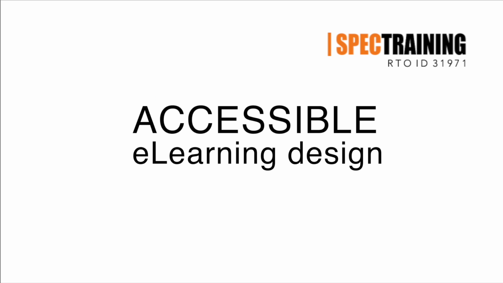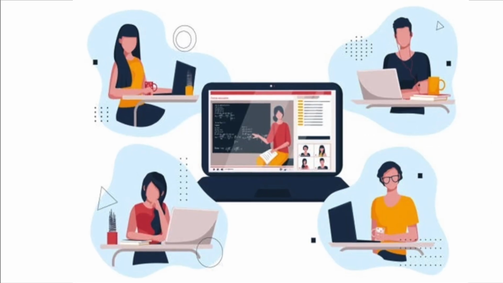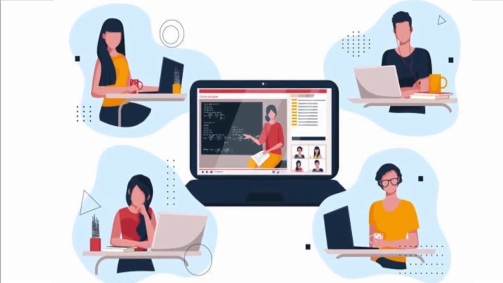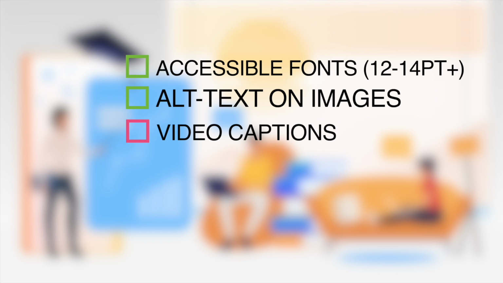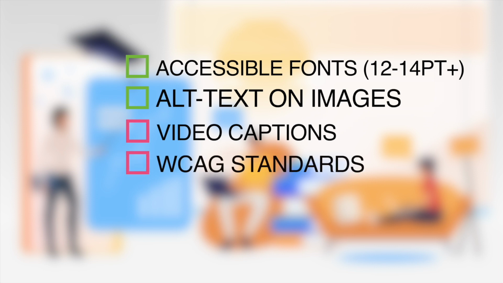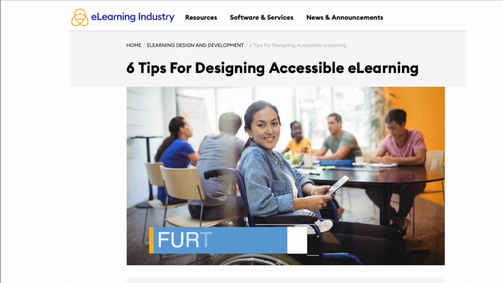Number seven is accessible design. Ensure all learning materials are accessible, including to those with disabilities. This means using accessible fonts, providing alt text for images, ensuring video content has captions, and adhering to web accessibility standards. There's a great article on accessibility tools for designing e-learning in the notes.